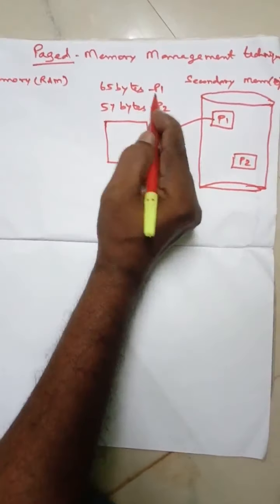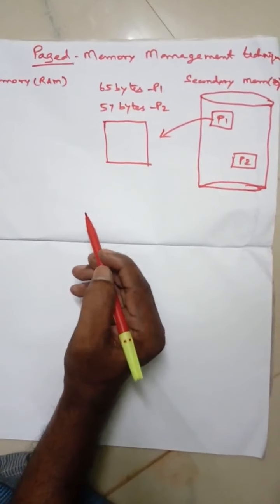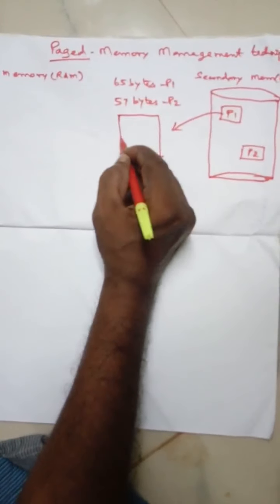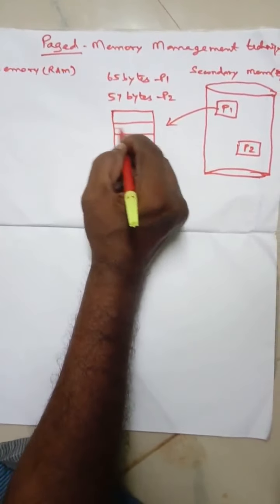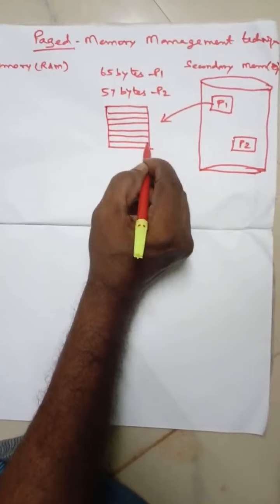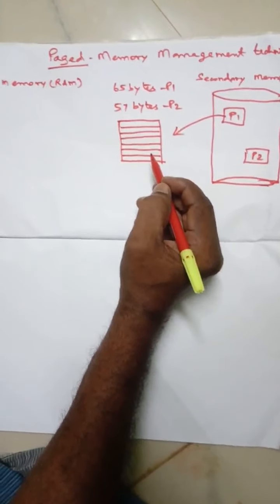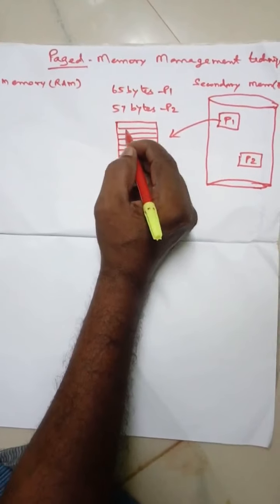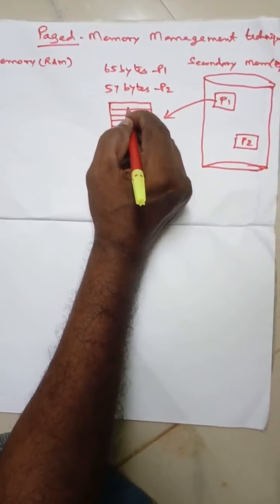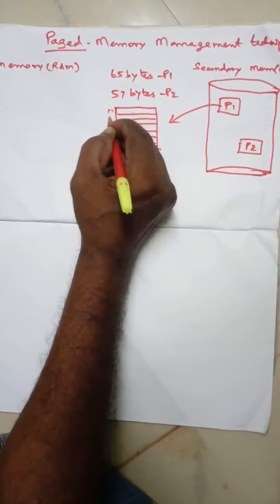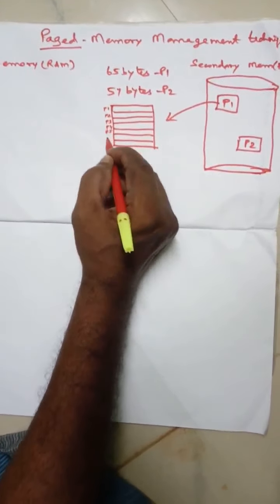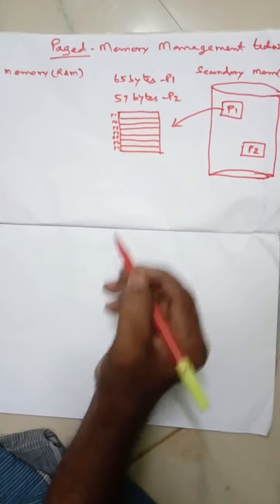So in program 1 there are 7 pages, and in each page there are 10 bytes. This is page 1, this is page 2, this is page 3, this is page 4, page 5, page 6, and page 7.